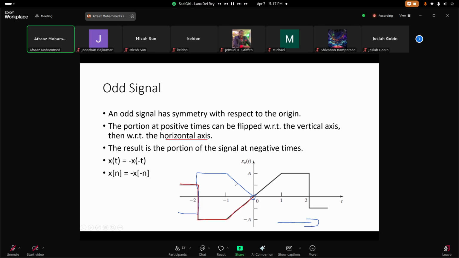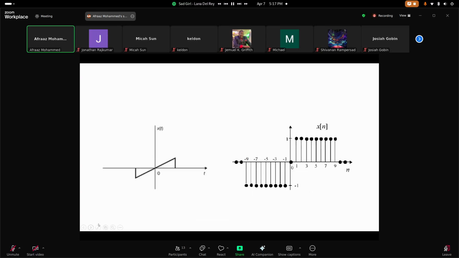So this signal is odd, and mathematically x of t is equal to minus x of minus t for continuous time signals. And then you have x of n being equal to minus x of minus n. That's an odd signal. And these are some other odd signals, examples of it. If you look at another continuous time one, if we flip this first on the vertical axis, you're going to get this signal here. And then if you flip that on the horizontal axis, you're going to get this shape there. So this signal is odd.